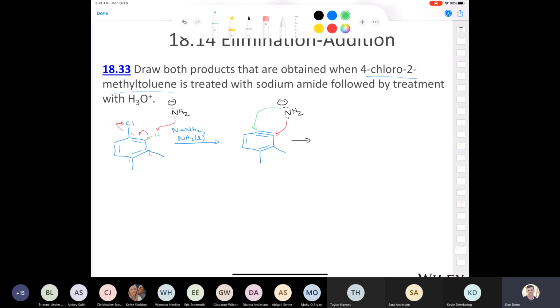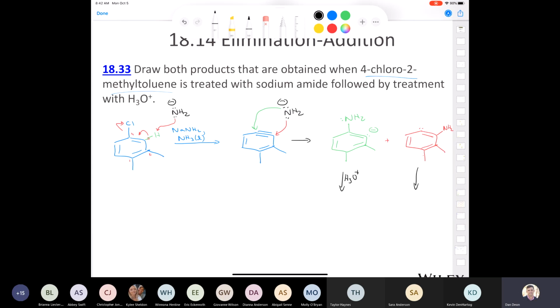So let's draw the intermediate from the green arrow, and that would look like this. We have our two methyl groups. We have our NH2, and then we're going to have our lone pair here, like that. Oops, I'm missing my double bond here. Okay, and then we're going to have this molecule. We have something that looks like this. Sorry, I'm running out of space again. Like that. And then we do the proton transfer after treatment with H3O+.